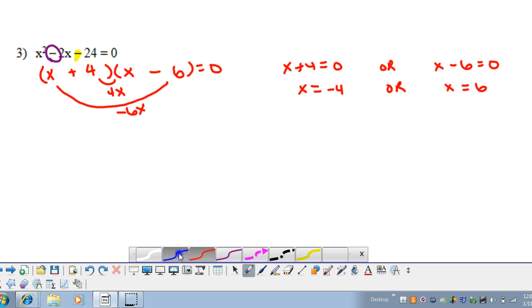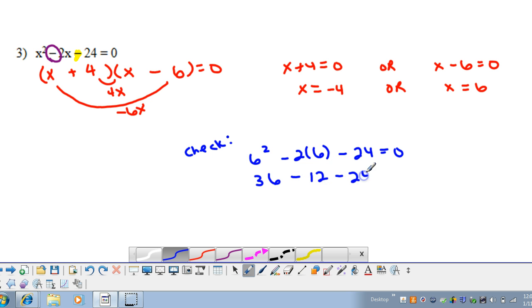I'll show a quick check here on the x equals 6 solution. Substituting 6 in place of x, we'd have 6 squared minus 2 times 6 minus 24, and we need to see if that really does equal 0. 6 squared is 36, minus 2 times 6, that's 12, minus 24, and we can see 36 minus 12 is 24, and of course 24 minus 24 does equal 0, so this definitely is a solution.